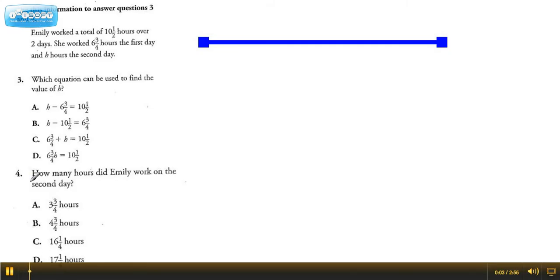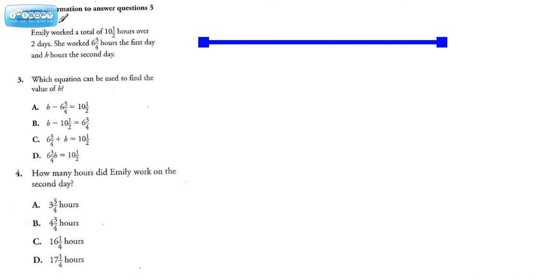We're taking a look at questions 3 and 4 from the L22. Emily worked a total of 10.5 hours over 2 days. She worked 6 3/4 hours the first day and 8 hours the second day. Now, if we map this out on a number line, we know that all of the hours would be 10.5. Let's write that over here.